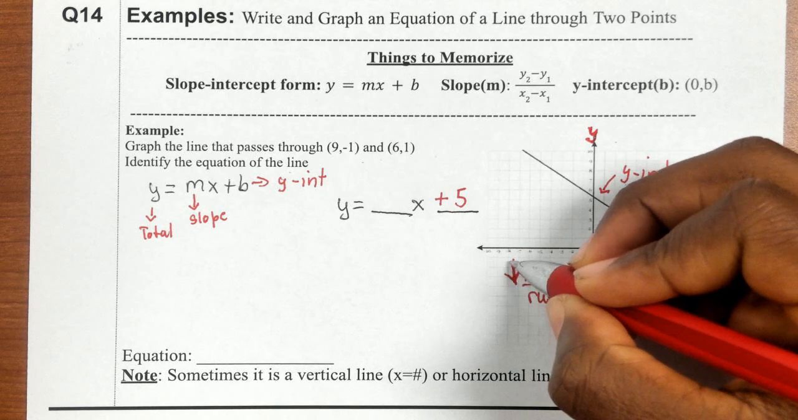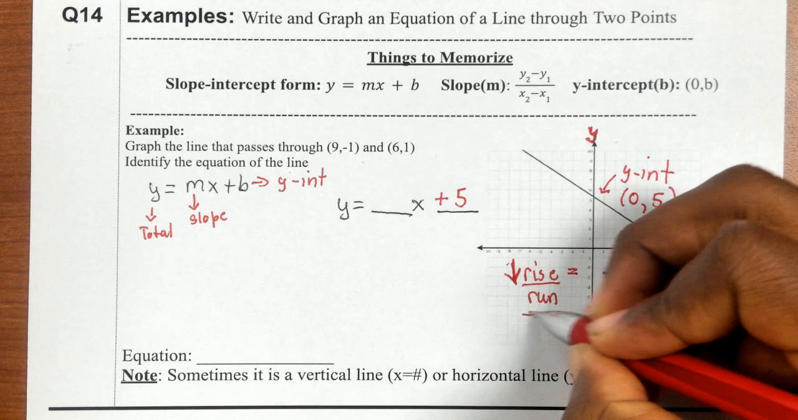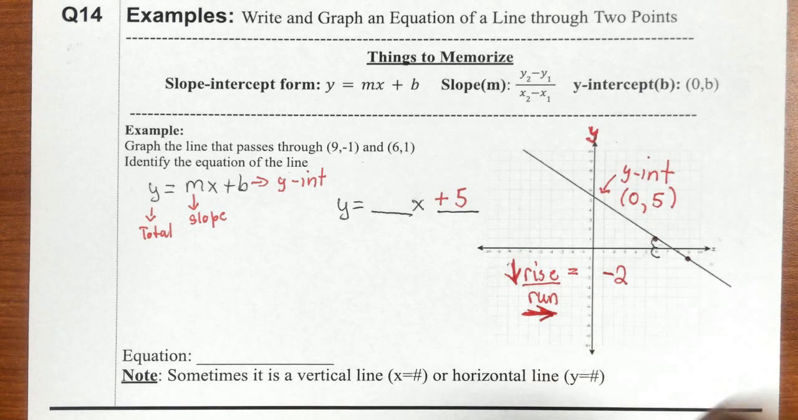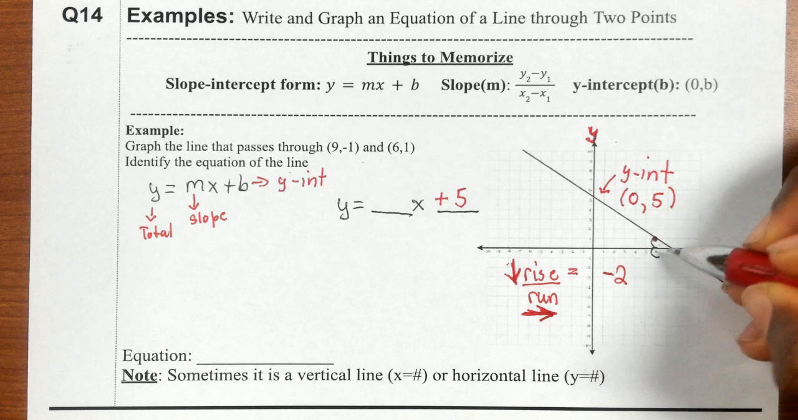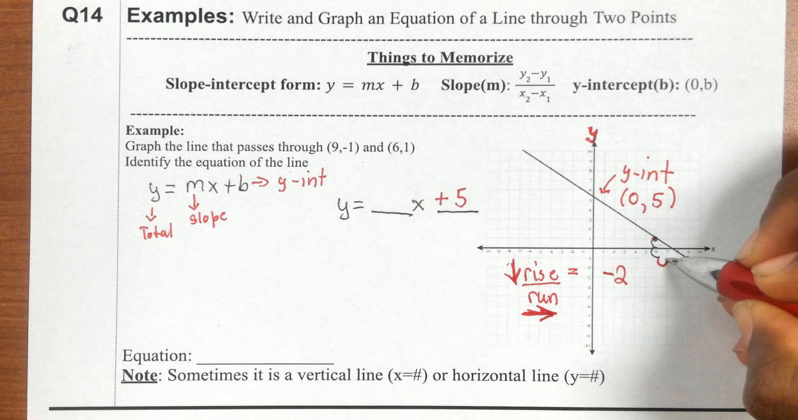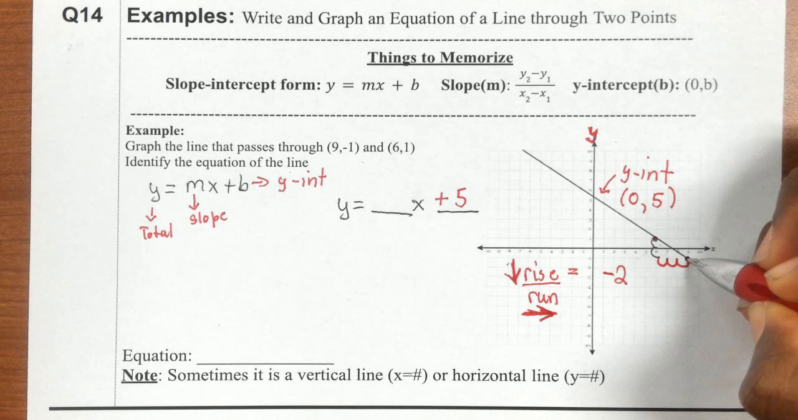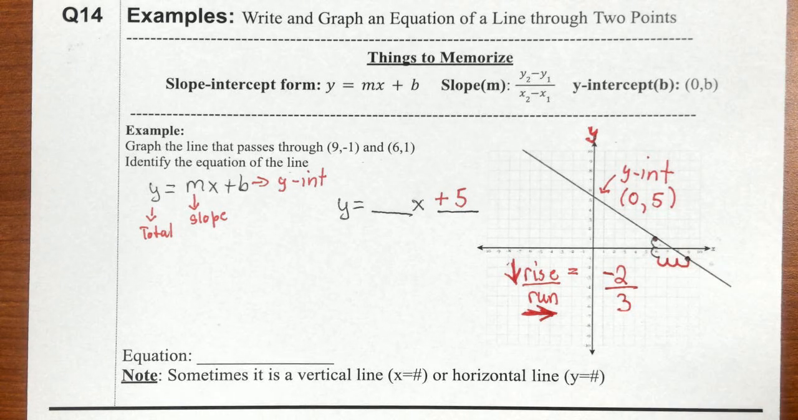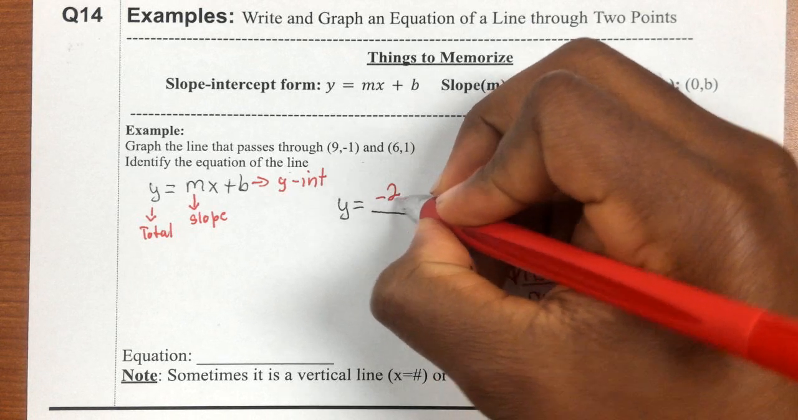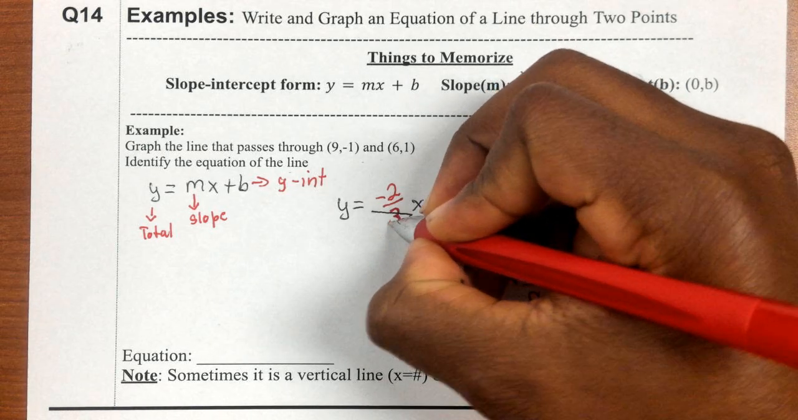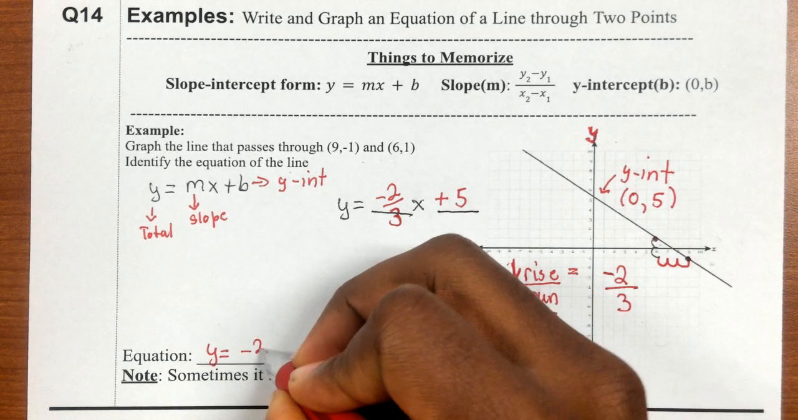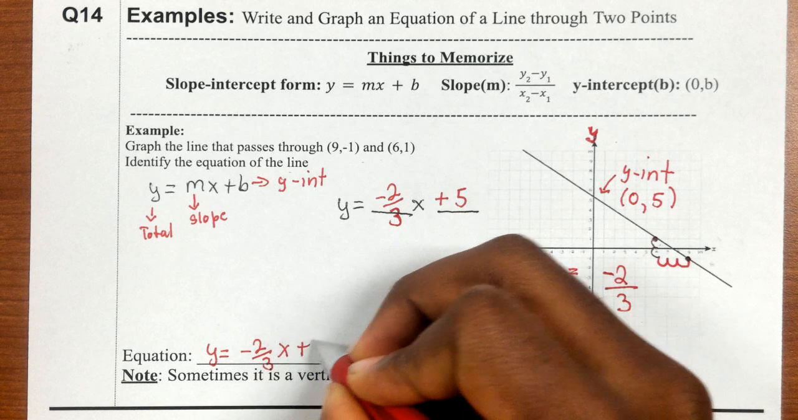Rise tells you up or down. Because you're going down, it's going to be a -2. Then I would need to move to the right 1, 2, 3 times. Because you went to the right, that means it's a positive 3. So your slope, because I cannot simplify this anymore, would be -2 over 3. And that would be the equation of my line. So you type in y equals -2 over 3 x plus 5.